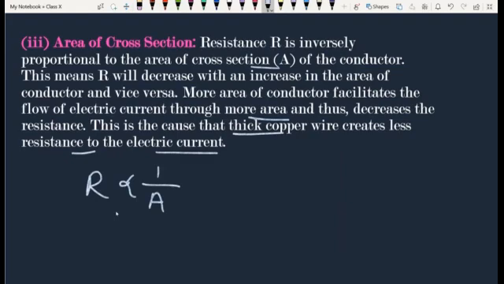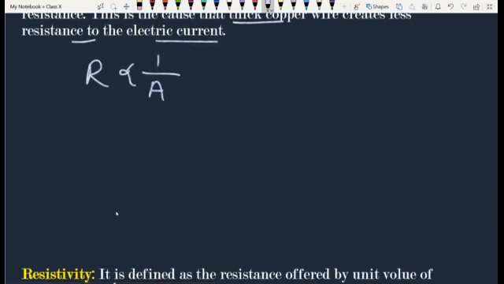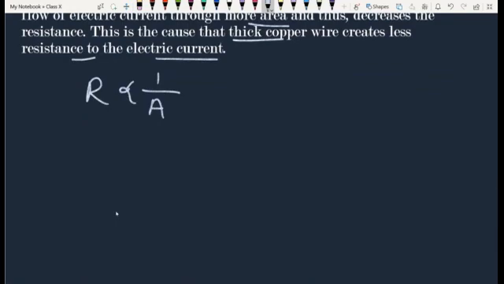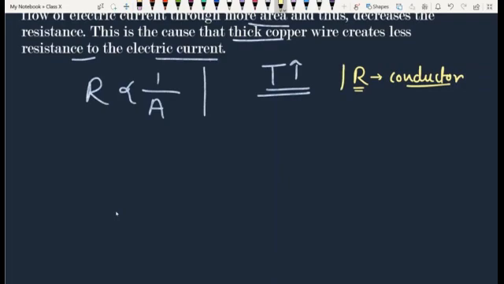Now, one more thing I want to discuss at last, that is, when the temperature increases. When you increase the temperature, the resistance of a material depends on what kind of material it is. In a conductor, the resistance increases, but for semiconductor devices, the resistance decreases.